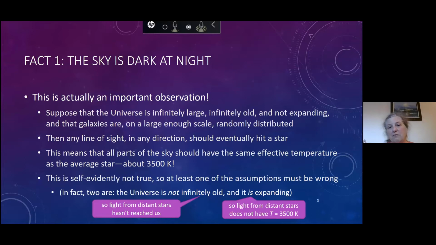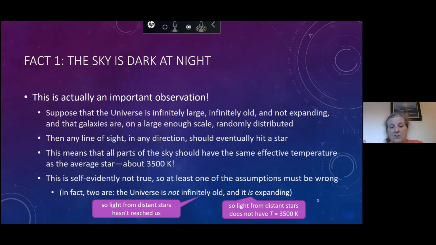Now, if we take our infinitely large, infinitely old static universe, and we assume that within that universe, the galaxies are randomly distributed on a large enough scale beyond the clusters of galaxies and superclusters of galaxies that we see in the night sky, then if you project any line of sight in any direction far enough, you should eventually hit a star. And that is a problem, because it means that wherever you look, you should be looking directly at a star, and therefore that little patch of sky where your star is should appear to be as bright or have the same effective temperature as the average star.